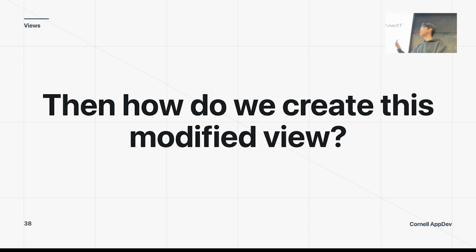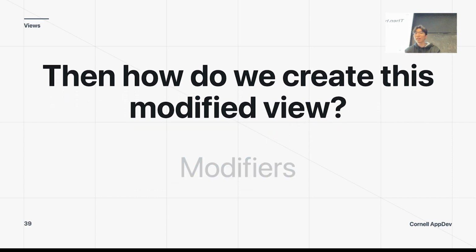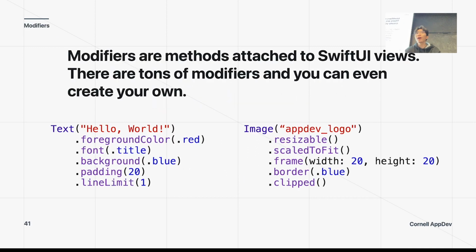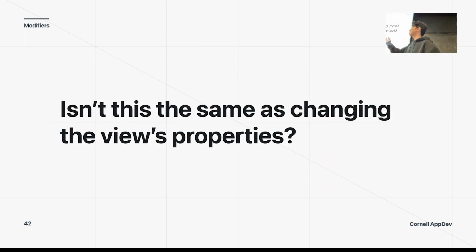So how do we create this modified view? SwiftUI provides this thing called modifiers. And so modifiers are methods that are attached to SwiftUI views. And there's a bunch of modifiers. For example, dot foreground color, font, background. You're not limited to just these modifiers. You can actually create your own custom modifier. So that's pretty cool.